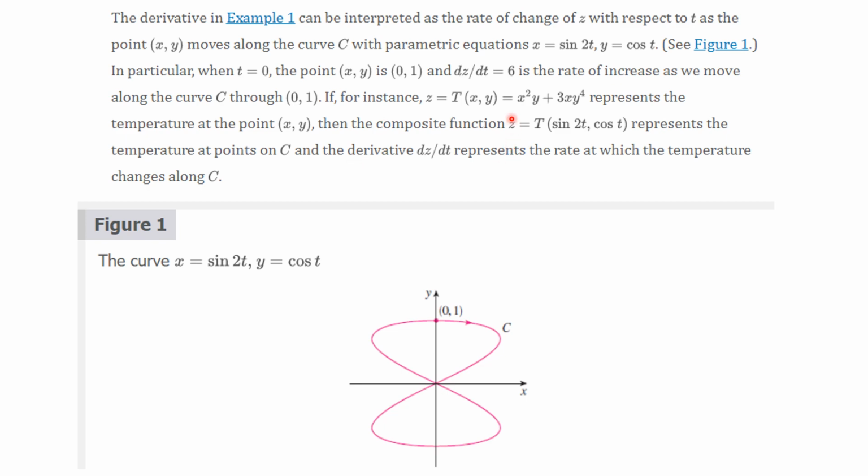So for instance, if T of (x, y) was the temperature at a point, then the composite function represents the temperature along that curve, and the derivative corresponds to the rate at which it changes.